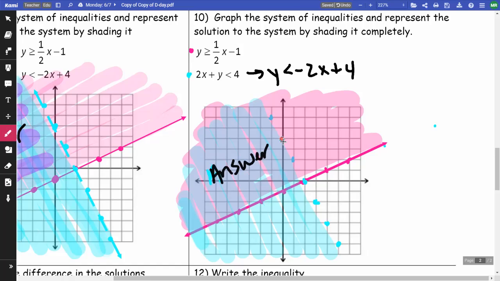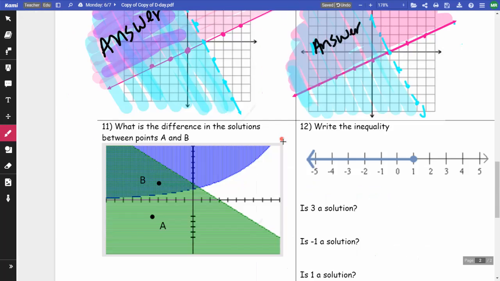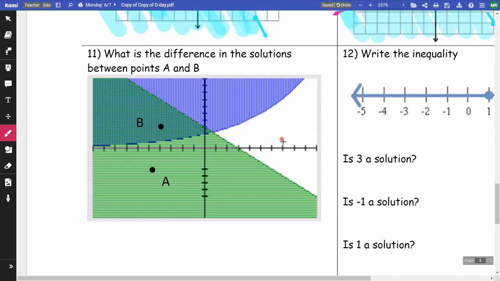And again, this was a dashed line. I think my line disappeared. There you go. And on number 11, what is the difference between the solutions between points A and B?